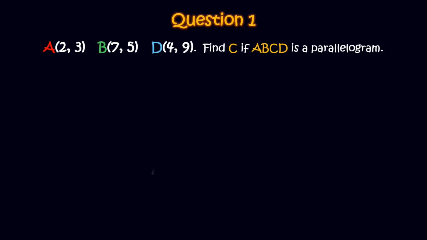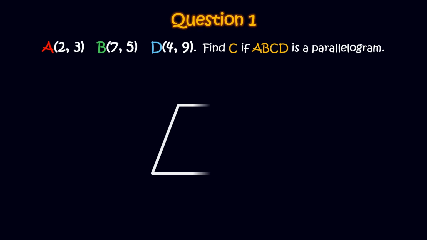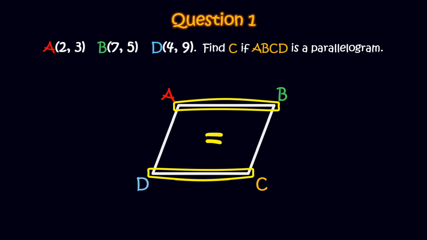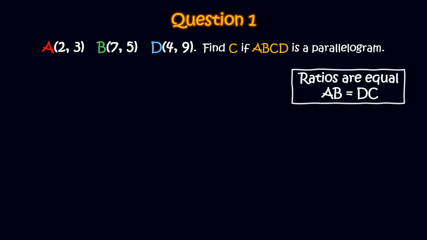Starting off, we have this question. Find C for given coordinates of A, B, and D. We have been given that ABCD is a parallelogram, therefore AB and DC must be parallel. In the previous video, we learned that parallel vectors have the same ratio. We'll save this info for later.